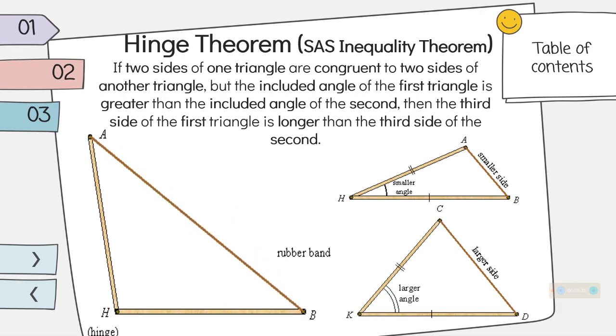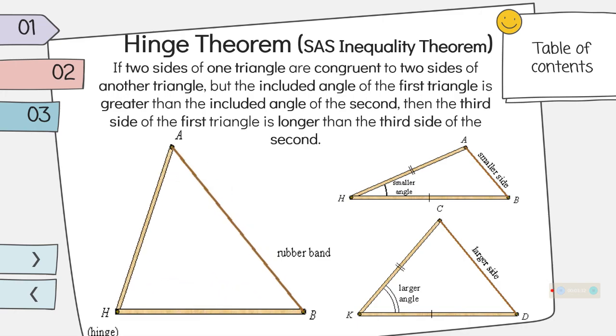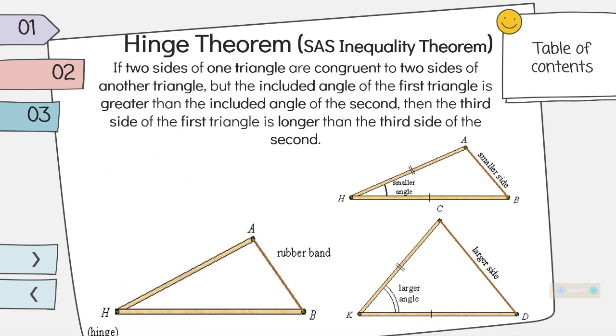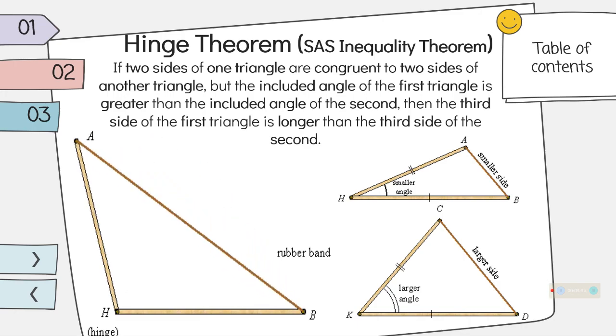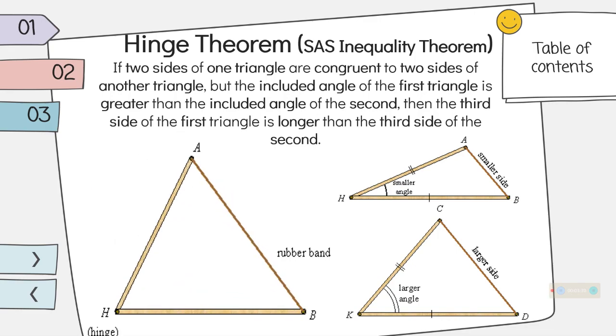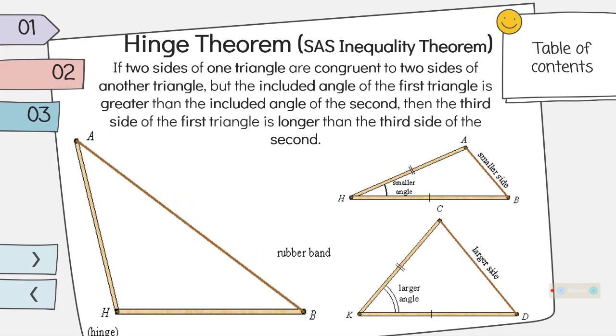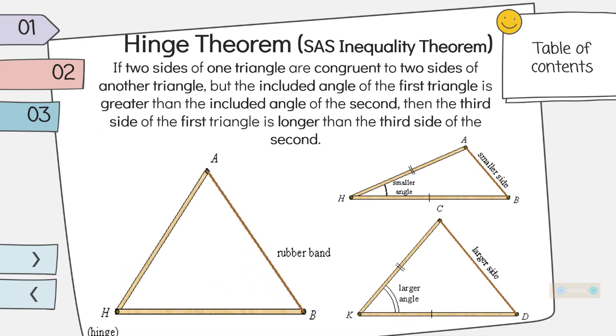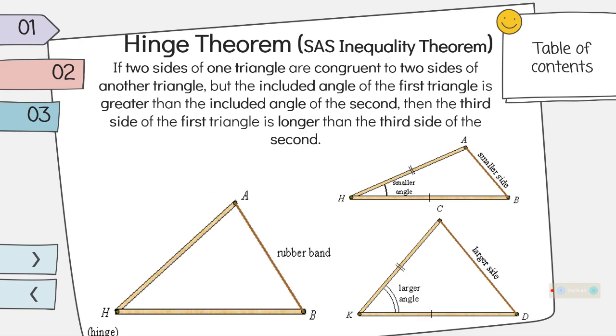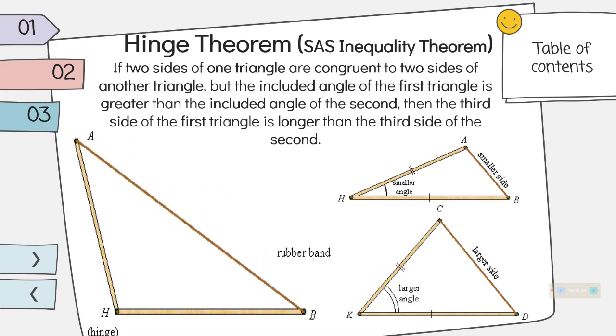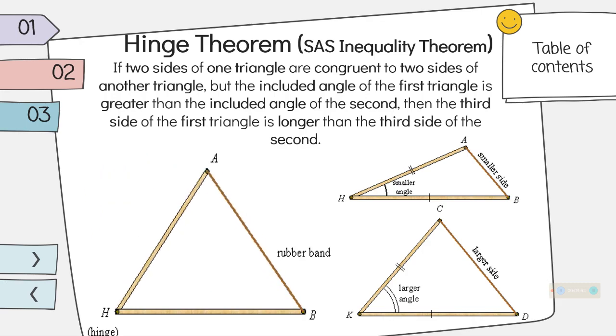So we have now the Hinge Theorem or the SAS inequality theorem. It is said that if two sides of one triangle are congruent to two sides of another triangle, but the included angle of the first triangle is greater than the included angle of the second, then the third side of the first triangle is longer than the third side of the second.